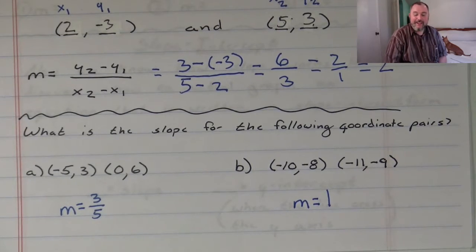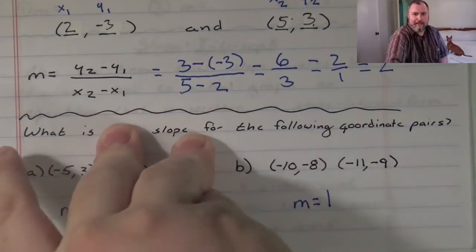The first slope is m is 3/5, so it has a positive up of 3 and a positive right of 5. And the next one is m is equal to 1. All right, so let's go on to the next page.